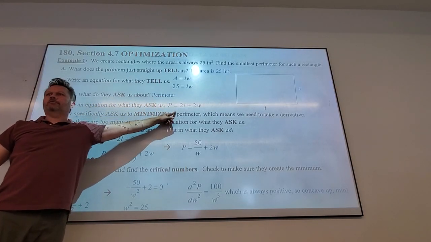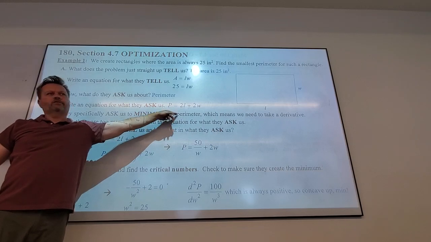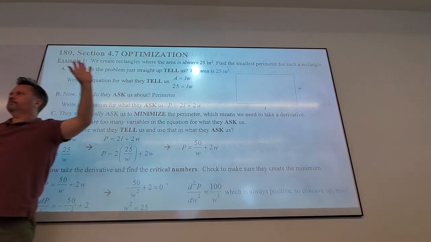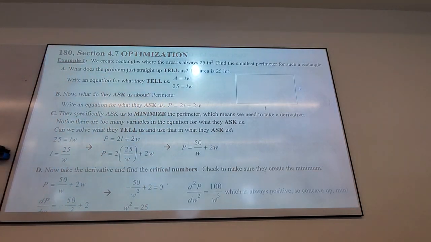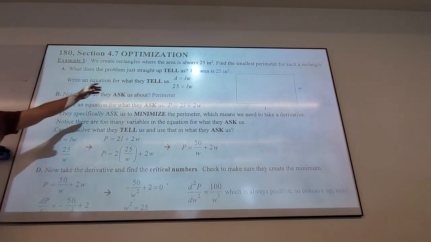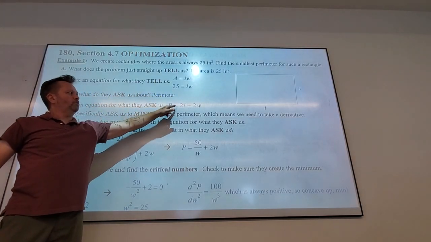So I need a formula for the perimeter. From our picture, it's 2L plus 2W. No problem. They want us to minimize the perimeter. I notice I have 2 variables in there. I don't like it. So I'm going to rewrite it. I use what they tell us to help me with what they ask us.